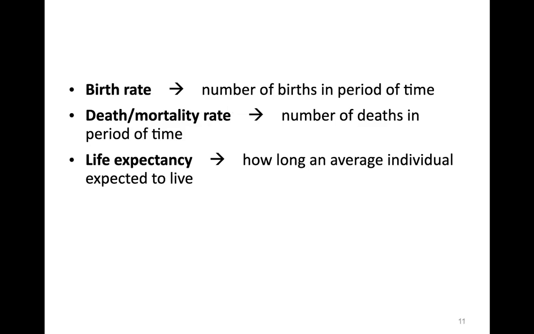So 3 things that we look at are birth rate, mortality or death rate, and life expectancy. These should be self-explanatory. They also apply to human populations as well, which is, I think, something that I talk about at the end of this unit, maybe, and how human population is out of control. If not, I will bring it up myself. So birth rate, obviously, the number of births in a period of time. Death rate, the number of deaths. And life expectancy is how long an average individual is expected to live.